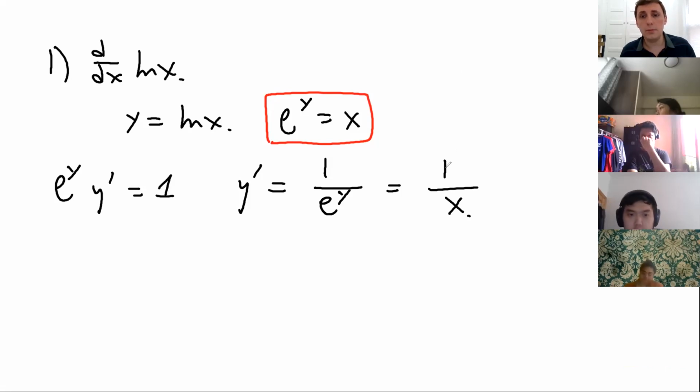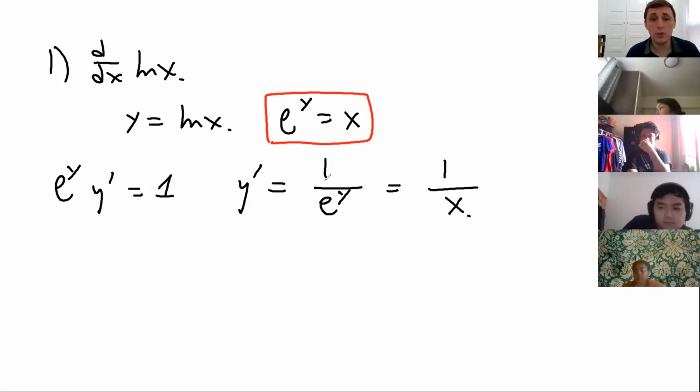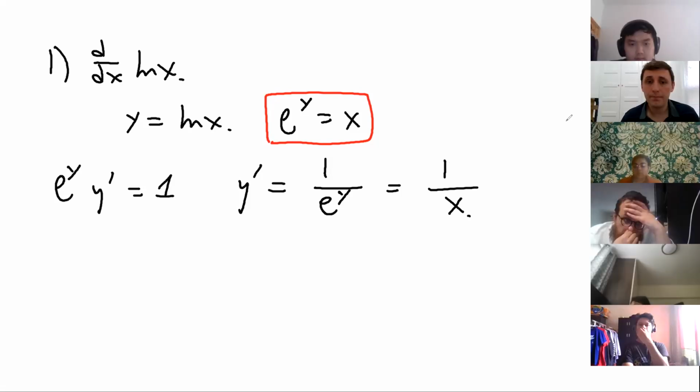Now, would anybody tell me what's the meaning of the 1? Why is it 1 over? Any ideas? Do you see that we got here 1 over e to the y? Why is there a 1 over?